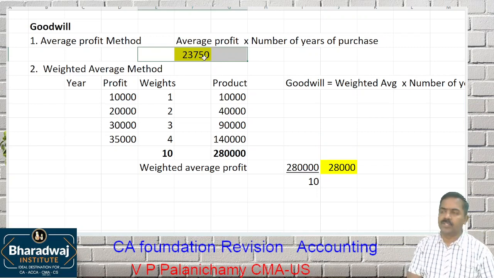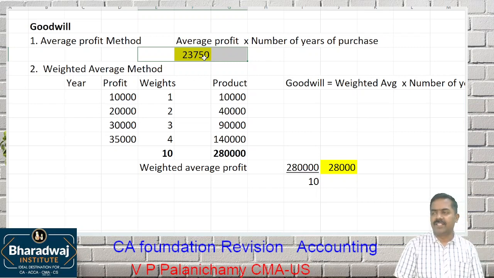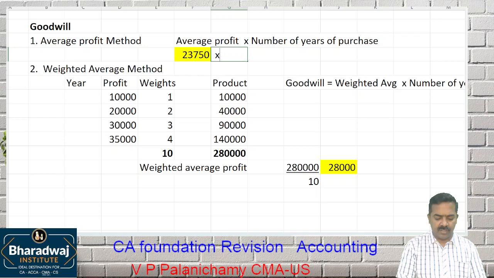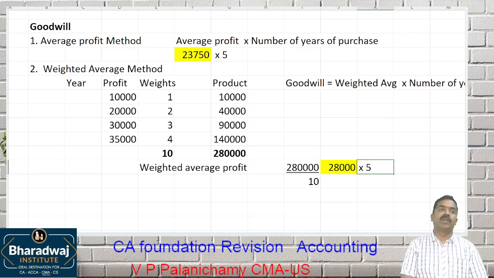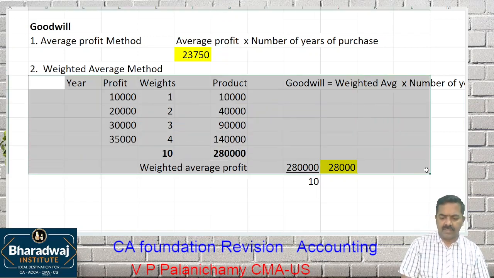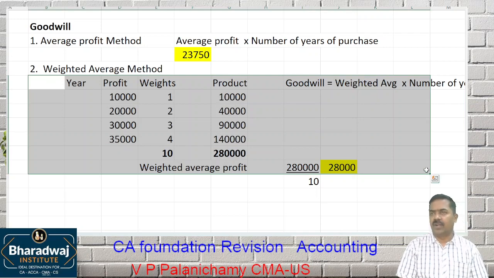But weighted average method is good for the firm which is making what? Increase in the trend of profit. Suppose if this into 5 years, the goodwill on this into 5 years will give a higher goodwill. Clear? So when will you follow weighted average method? When profits are increasing.